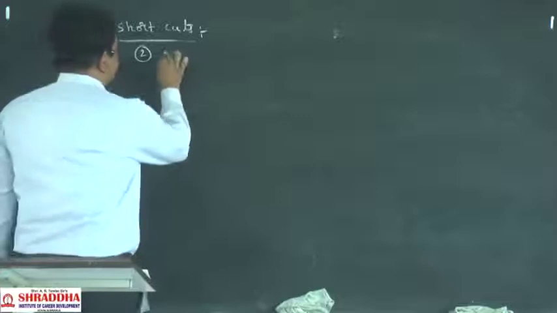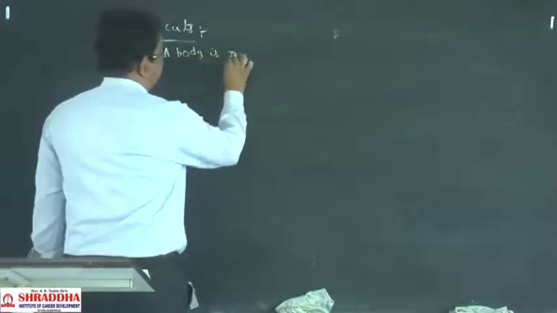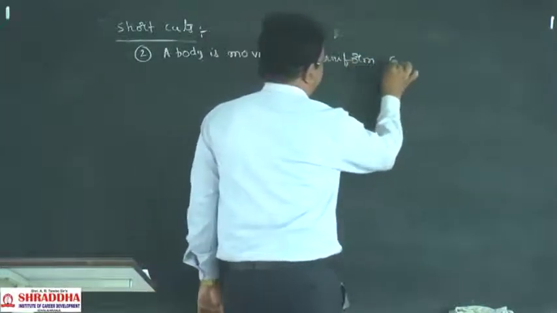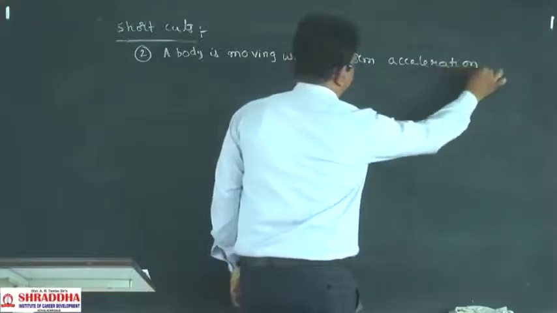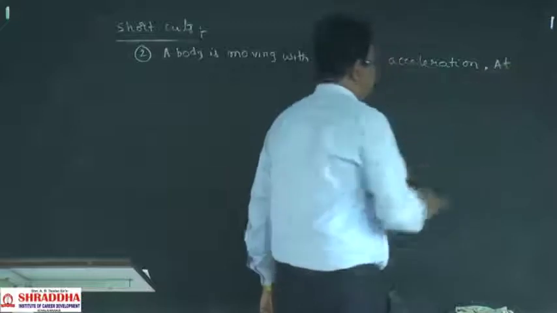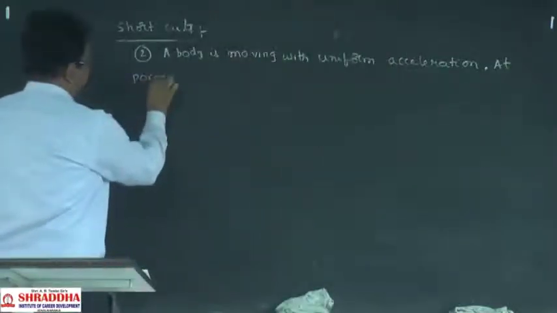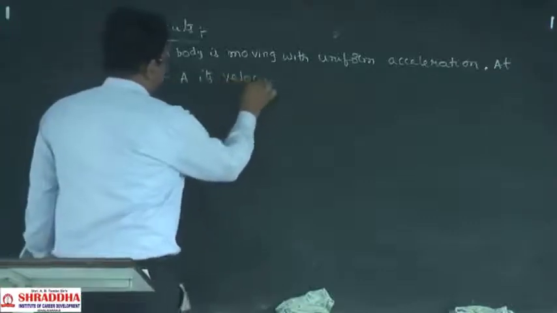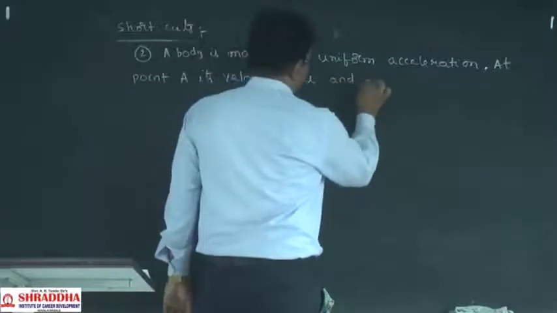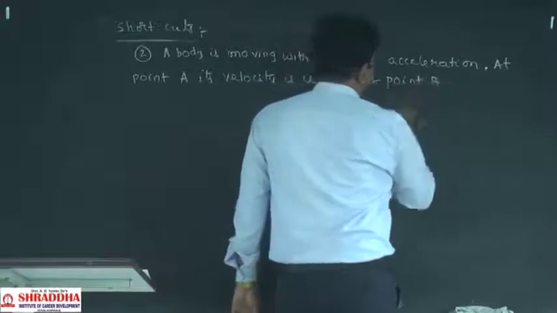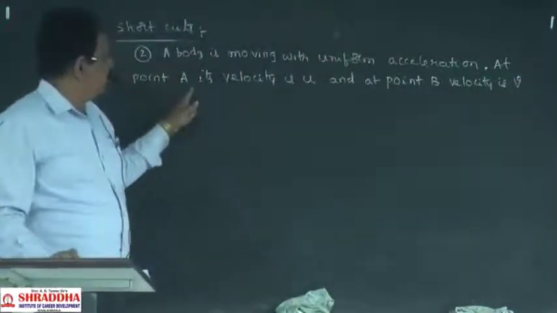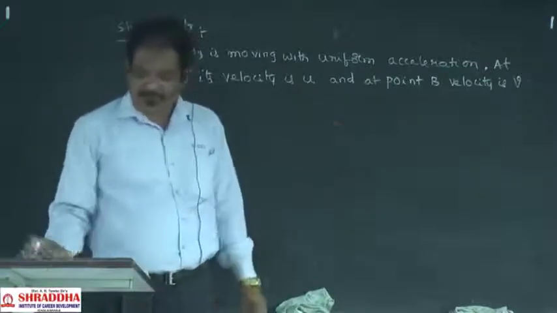Second, a body is moving with uniform acceleration. At point A its velocity is u, and at point B its velocity is v.